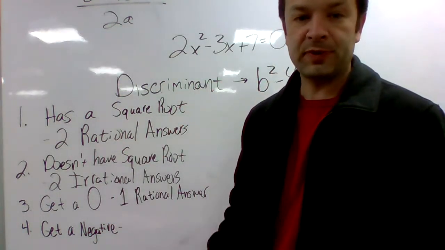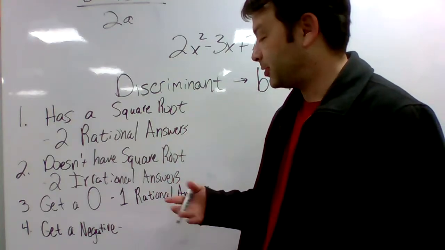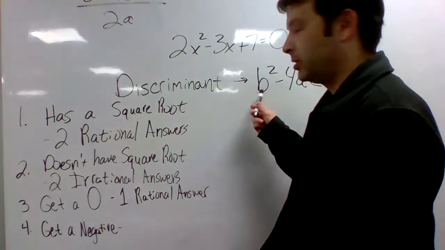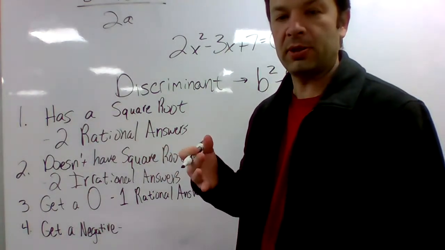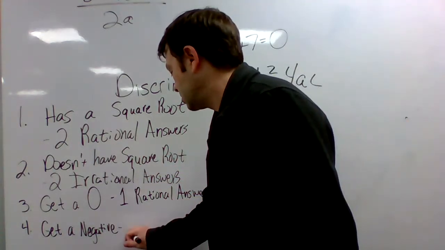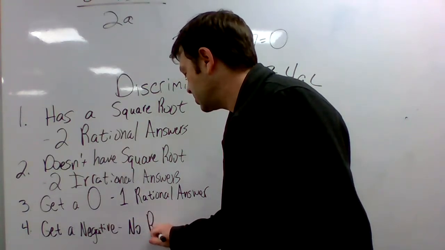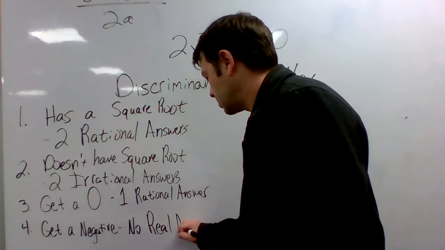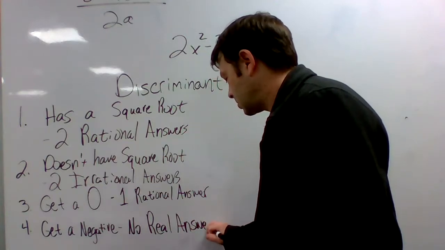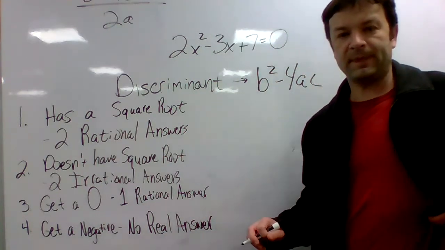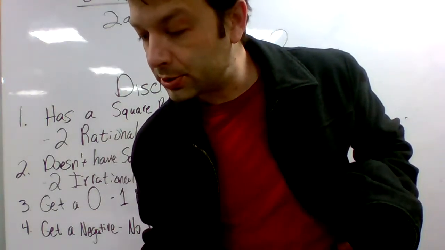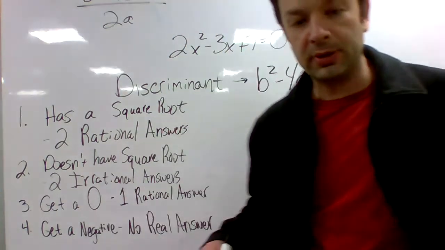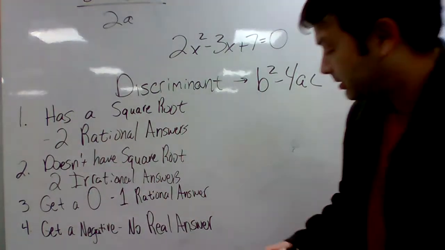Which the examples from last week did not give us, but if you got a negative under the square root with this thing, it's not going to work. So that's no real answers. Let's see, is that how the book wrote it? It just says no real. Okay, so I'll just erase that, I guess.